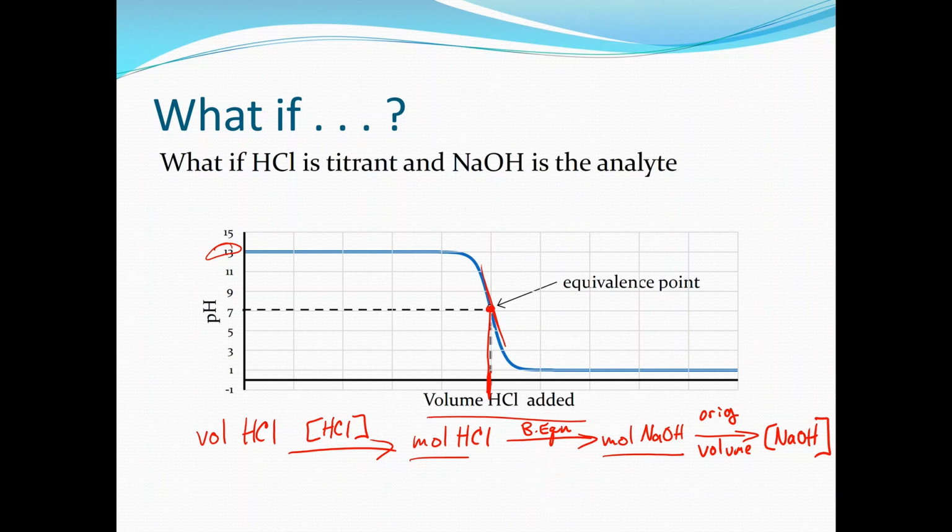And so if you're looking at these kinds of problems or doing this in the lab, this is the path you're going to use. You're going to use the volume of your titrant along with its concentration to figure out moles of titrant. Use your chemical equation to figure out moles of analyte. Use the original volume of that analyte to then figure out what the concentration of the analyte was in the first place.